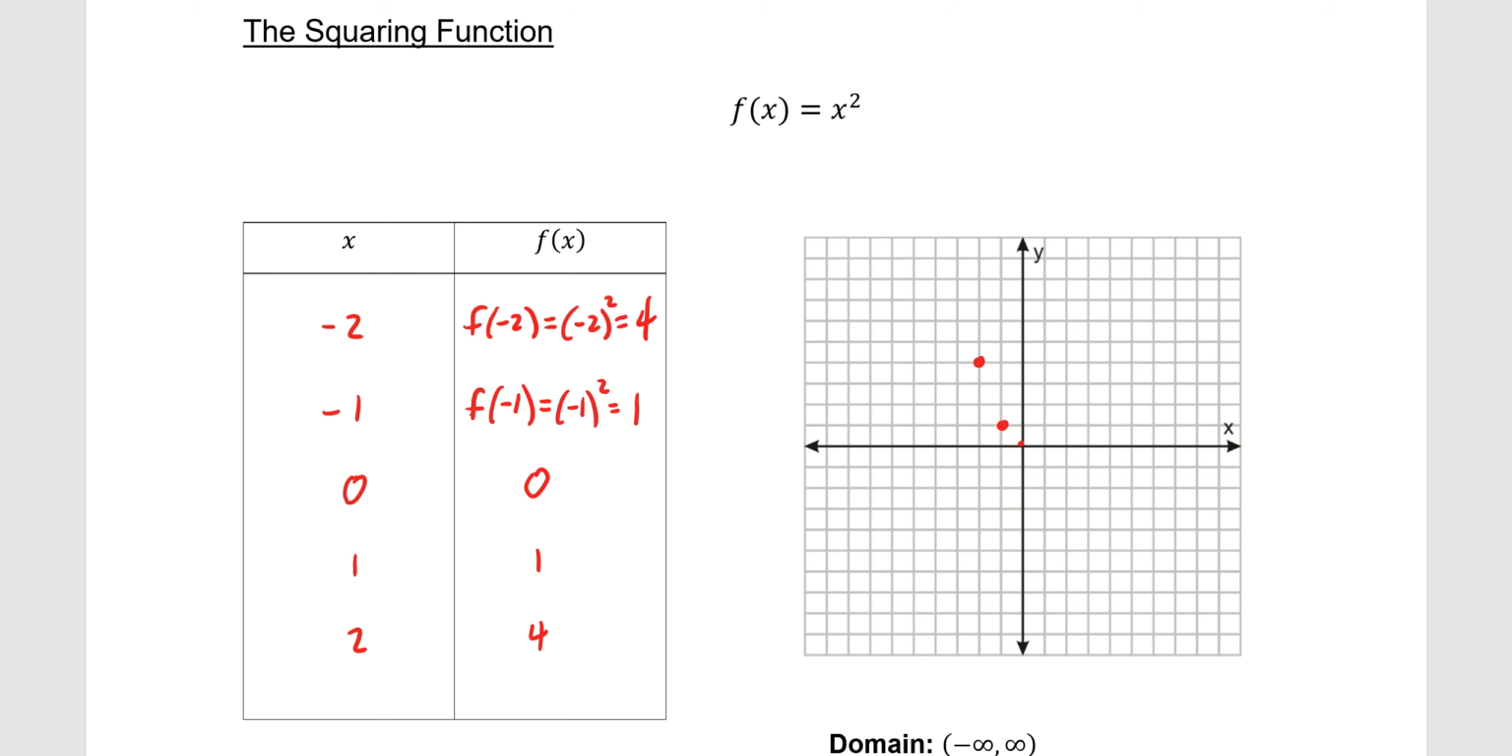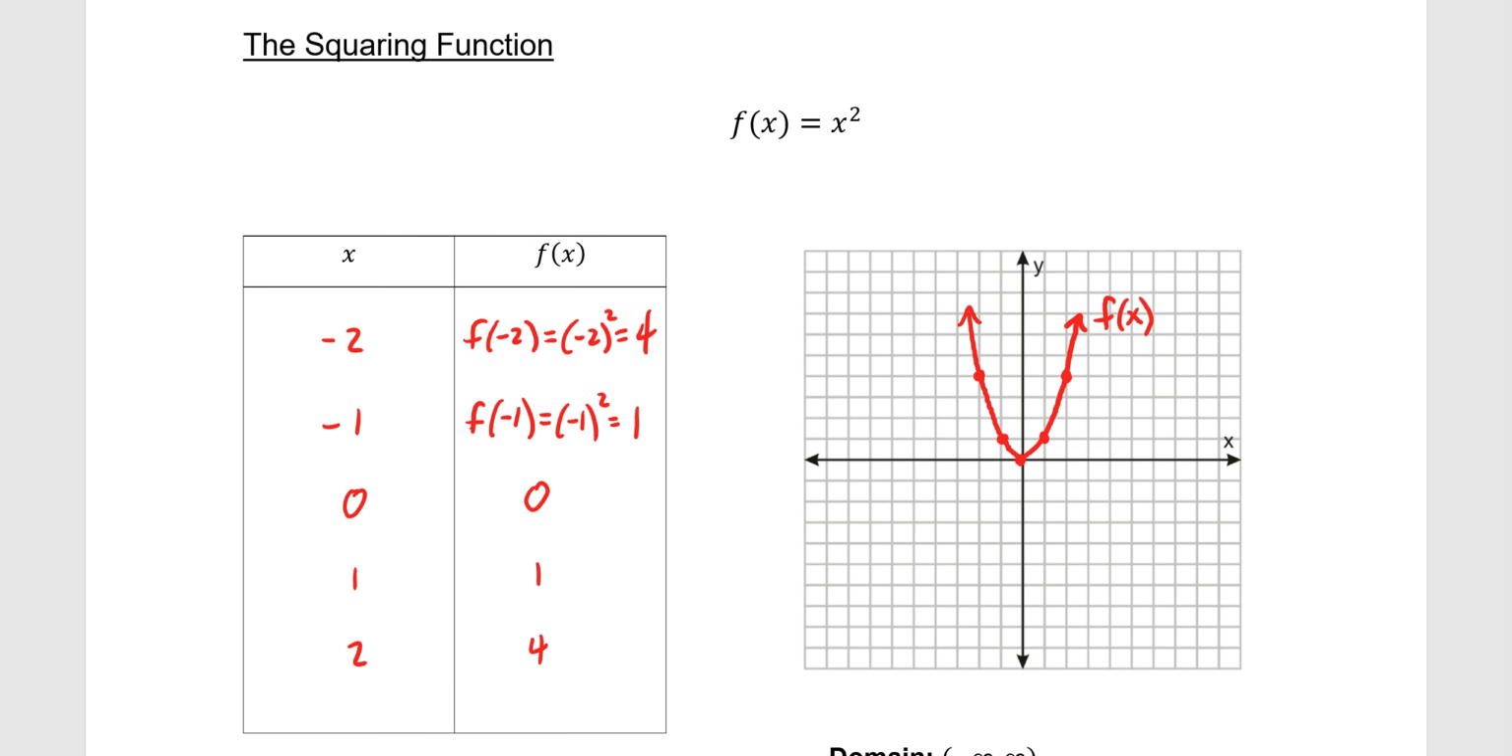Negative 1, comma 1, 0, comma 0, 1, comma 1, and 2, comma 4. So connecting these, we get this graph right here. So the x squared, we should have known that this was not going to be a linear function. This is a quadratic, a degree 2 polynomial, and the shape of this is a parabola.